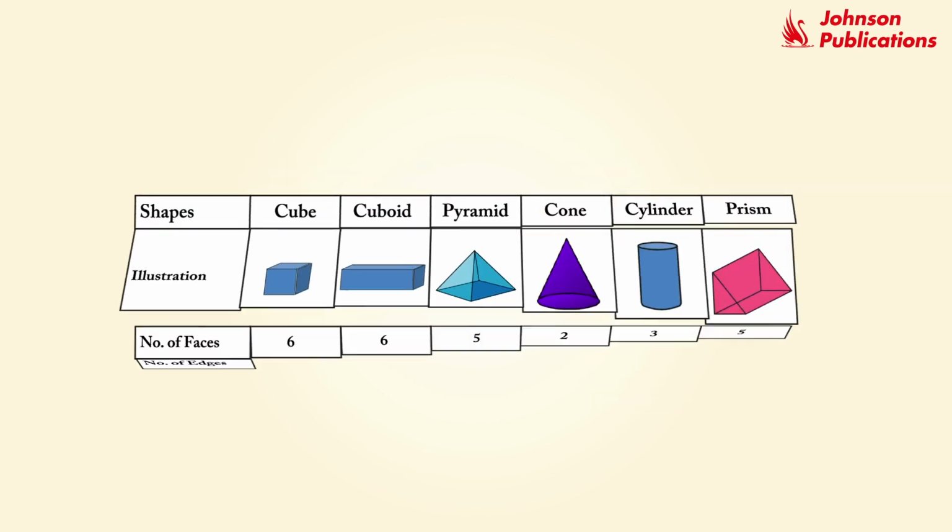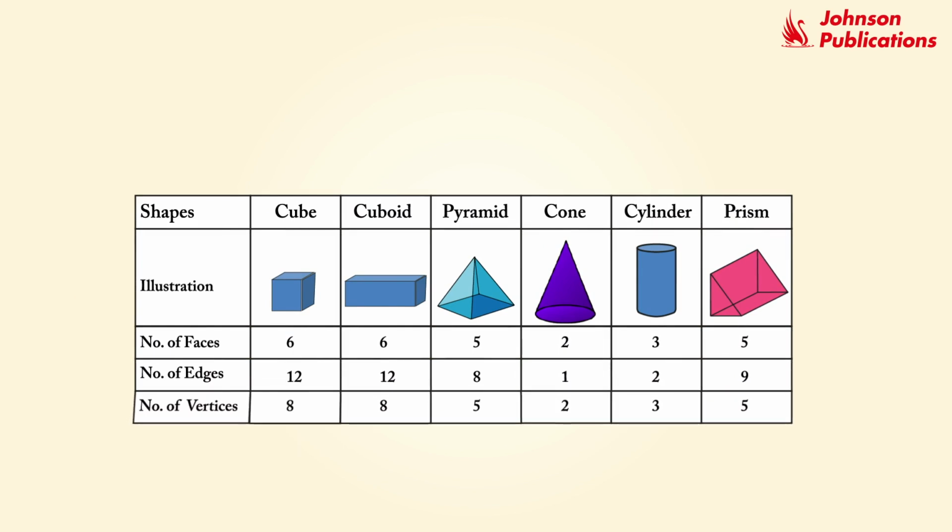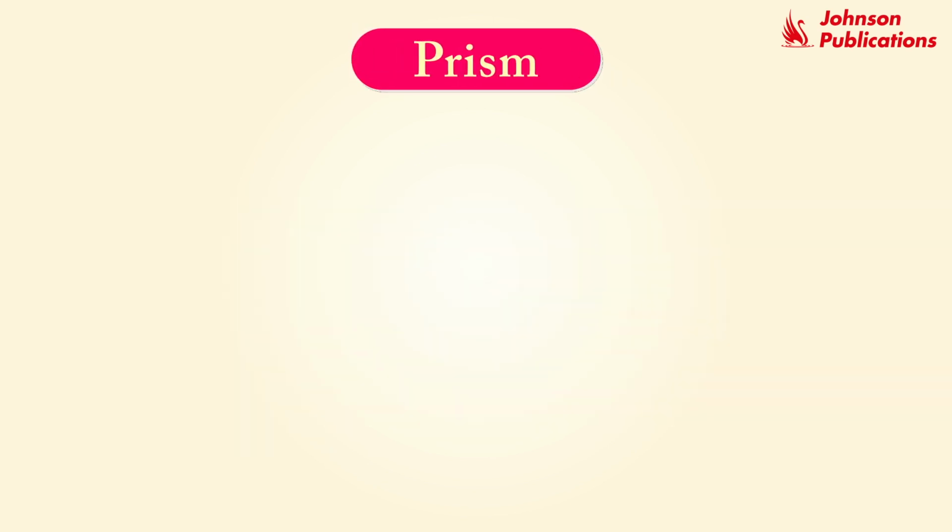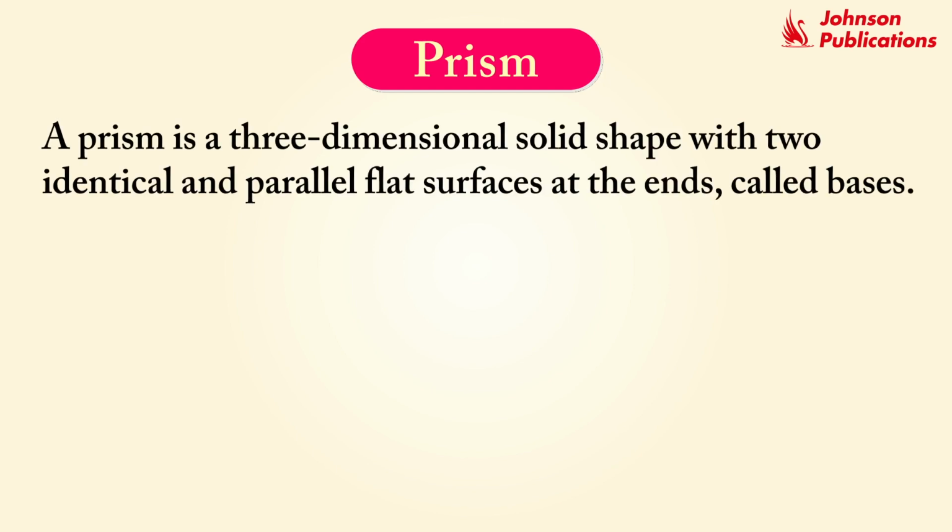Let us now see consolidated details of numbers of faces, edges, and vertices for various three-dimensional shapes. Prism. A prism is a three-dimensional solid shape with two identical and parallel flat surfaces at the ends, called bases.